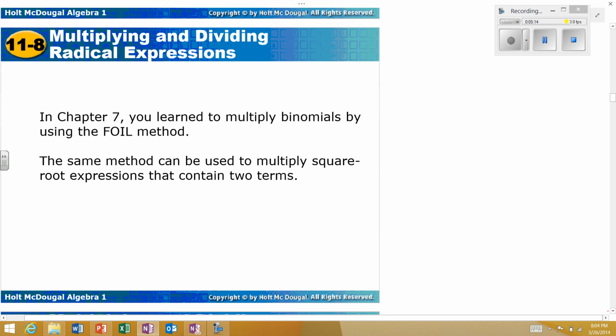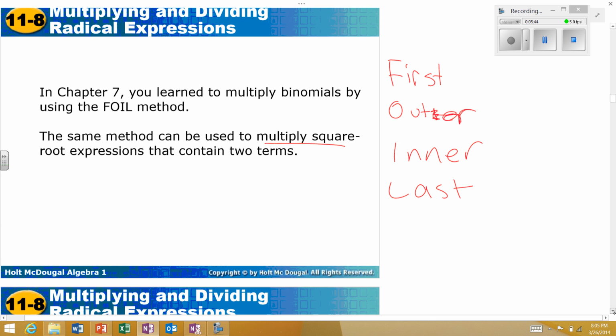In Chapter 7, we learned to multiply binomials by using the FOIL method. So remember, FOIL means first, outer. This is not how you spell outer. Obviously, this is why I went into math. Inner and last. So we're going to always multiply in that order. And the same method is true. You can use the same property for multiplying square root expressions that have two terms. So let me show you an example.